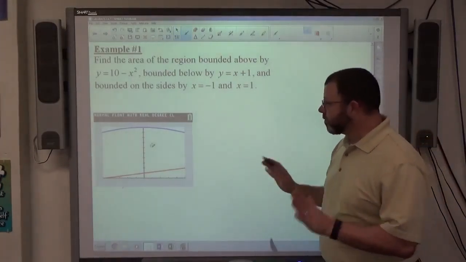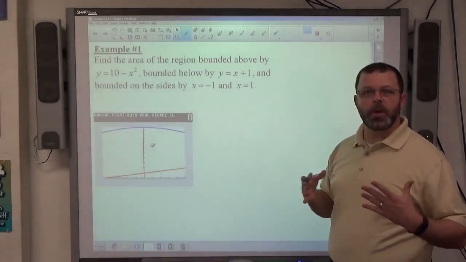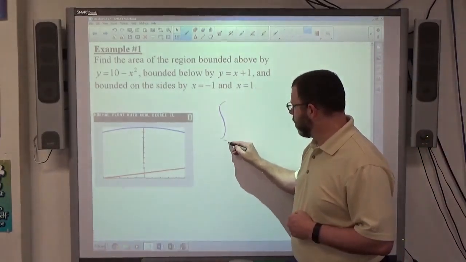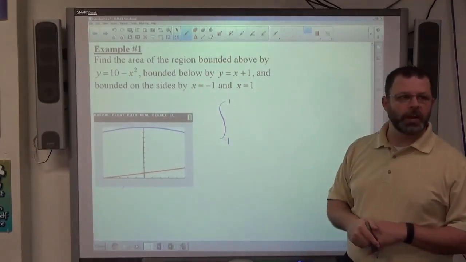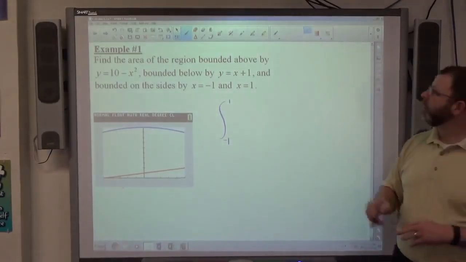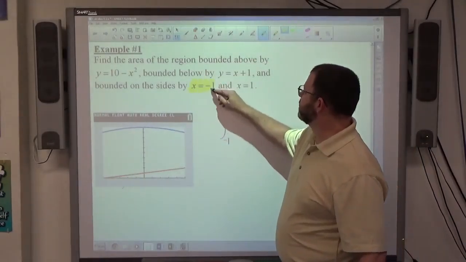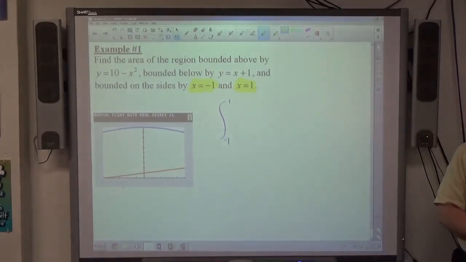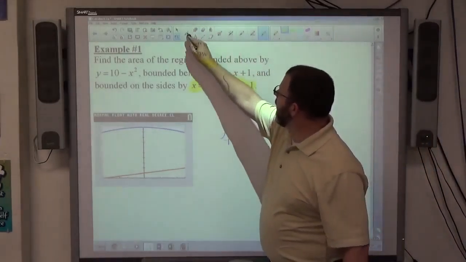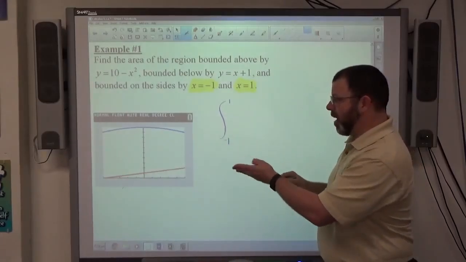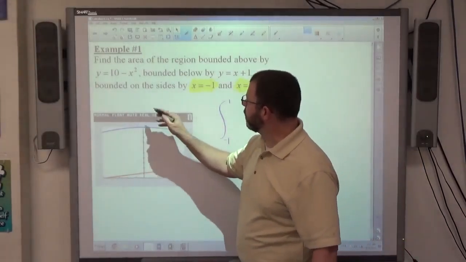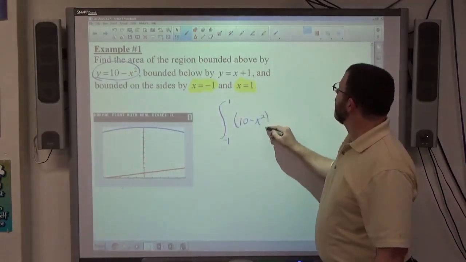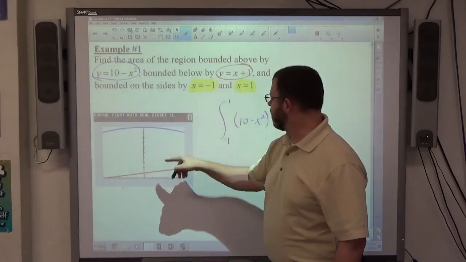So all we have to do is construct an integral to represent this. The rule says that the integral starts at the lowest x value and ends at the highest x value, so from -1 to 1. Anytime they give me side boundaries like this, all that's doing is giving us the interval for that integral. And I'm supposed to do the top integral minus the bottom integral. The top integral is the blue, which is 10 minus x squared. And the bottom integral is the red, which is x plus 1.